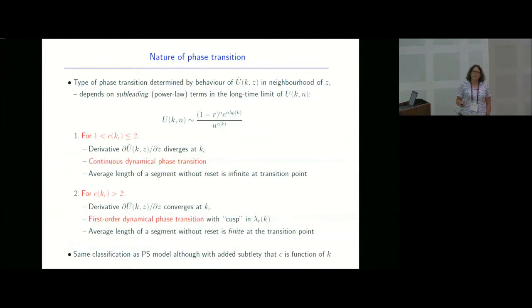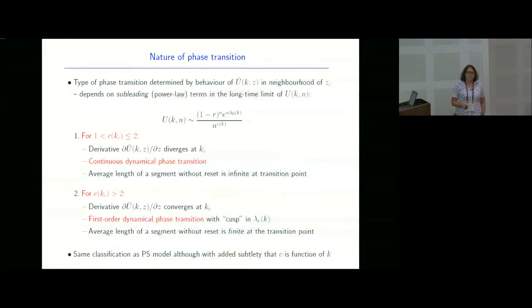On the other hand, if C is bigger than 2, then although U tilde diverges, it converges at the phase transition point, and that corresponds to a first order dynamical phase transition with a cusp in the scale cumulant generating function, in other words, a discontinuity in the first derivative. And in that case, the average length of a segment without reset is finite at the transition point. So it gets bigger as you approach the transition point, but it's still finite at the transition point, and then it jumps to infinity beyond the transition point.